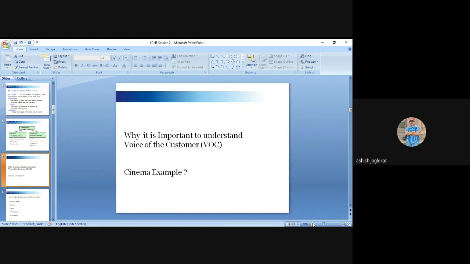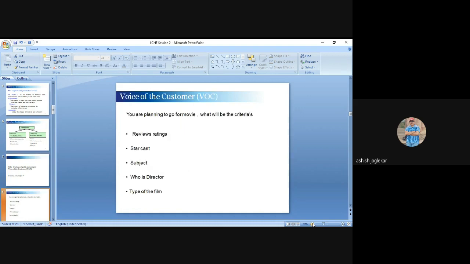So take a cinema example. We are going to the cinema. What are we? We are customers. So what do we do? We look at the review of the picture that is coming. How is the review in the Times of India? We can also go to the net and see the review, whether it is 3 star, 4 star or 2 star. And we look at the star cast. Who is in the picture? If my favorite actor is X, then I will go.